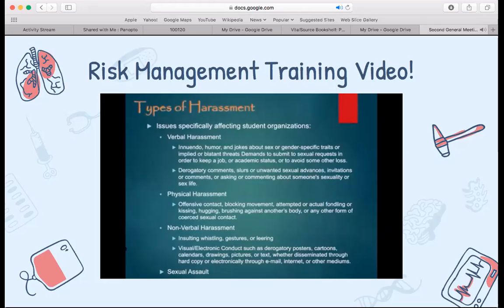The physical harassment, offensive contact, blocking movement, attempted or actual fondling or kissing, hugging, brushing against another body, or any other form of coerced sexual conduct, something that's unwanted. Nonverbal harassment, insulting, whistling, gestures, or leering. Visual or electronic conduct such as derogatory posters, cartoons, calendars, drawings, pictures, or text, whether disseminated through hard copy or electronically through email, internet, or other mediums. And then sexual assault is just any unwanted sexual activity.